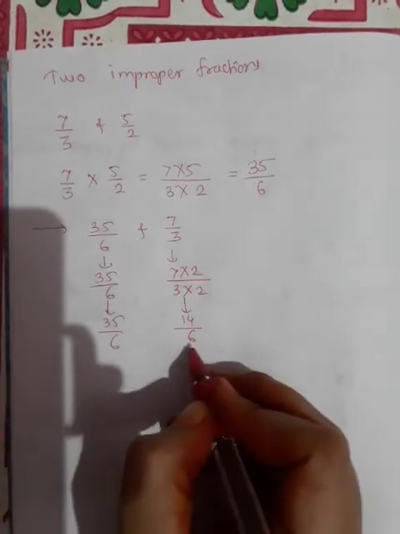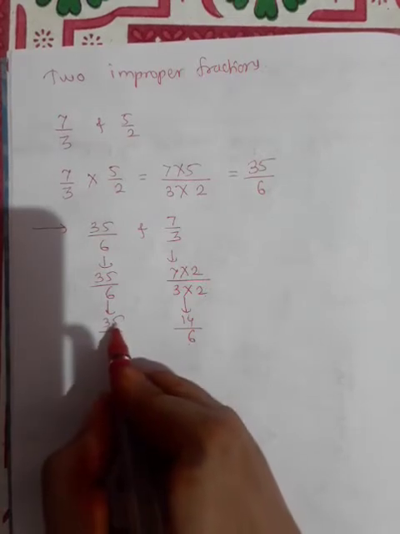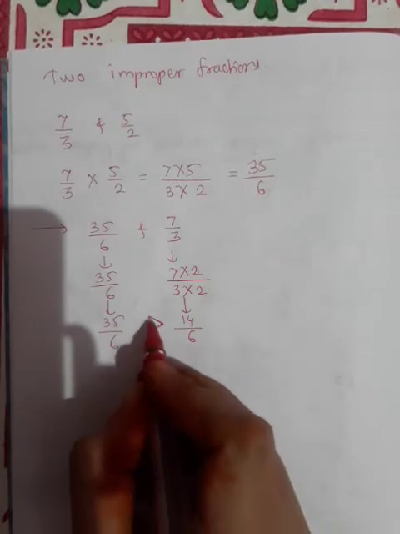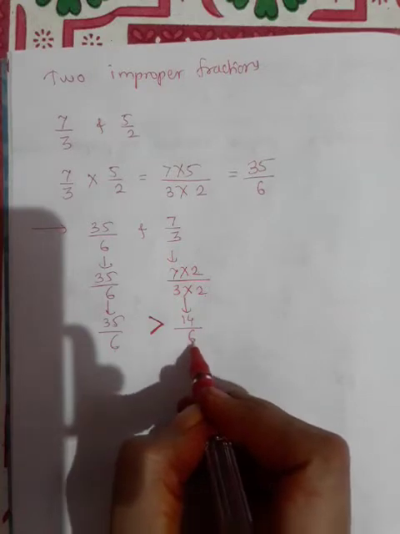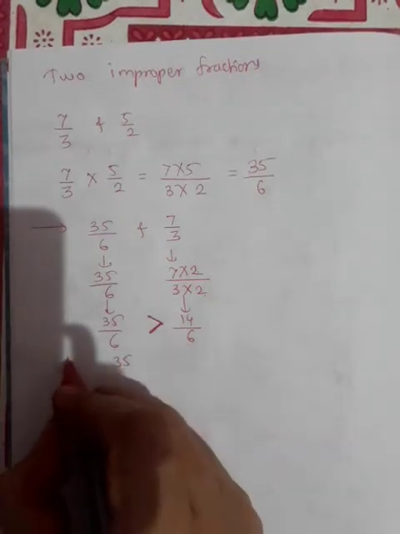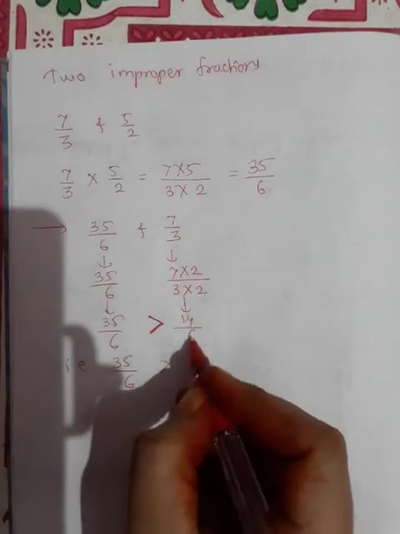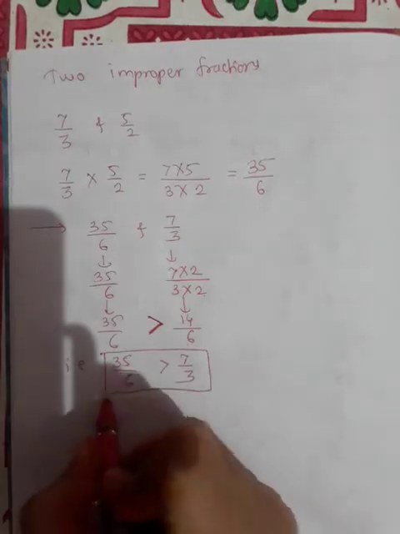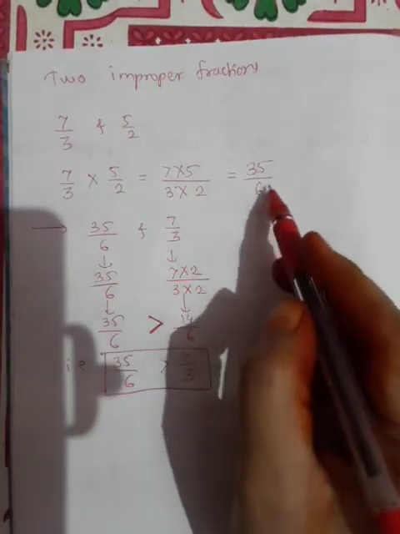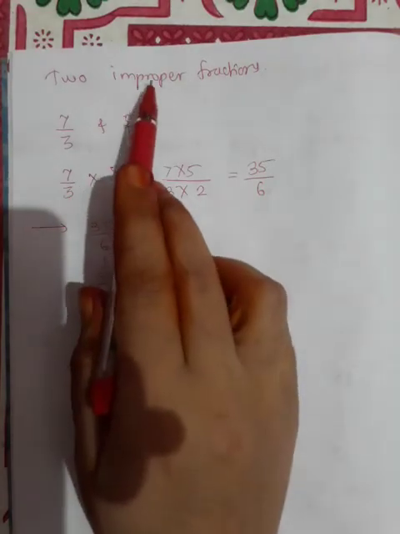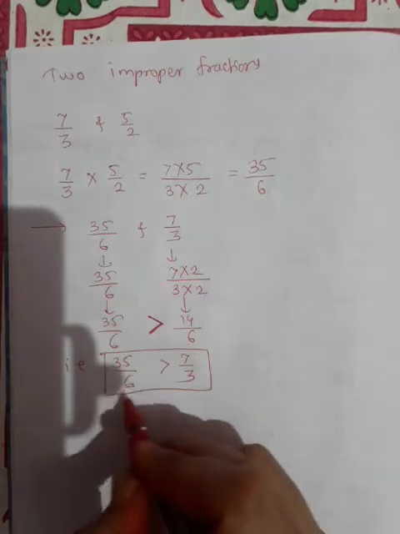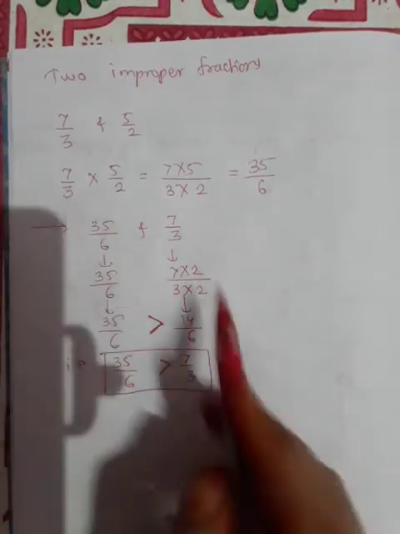See, denominators are the same, and 35 is greater than 14, therefore 35 by 6 is greater than 14 by 6, that is, 35 by 6 is greater than 7 by 3. Okay, means what? We got the result that when we multiply two improper fractions, then the product will be greater than each fraction.